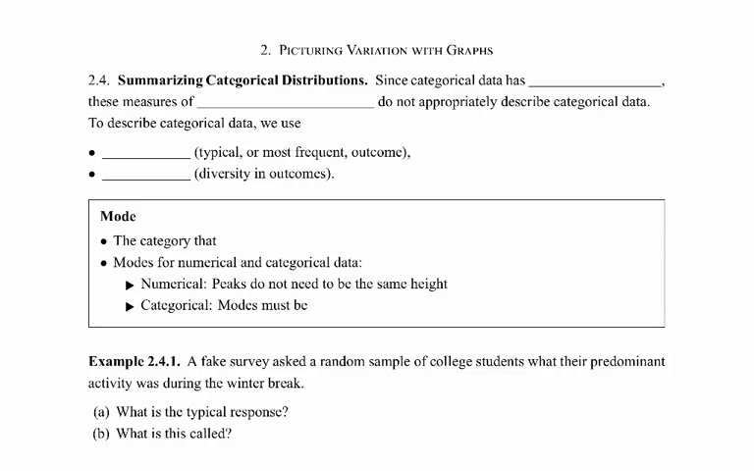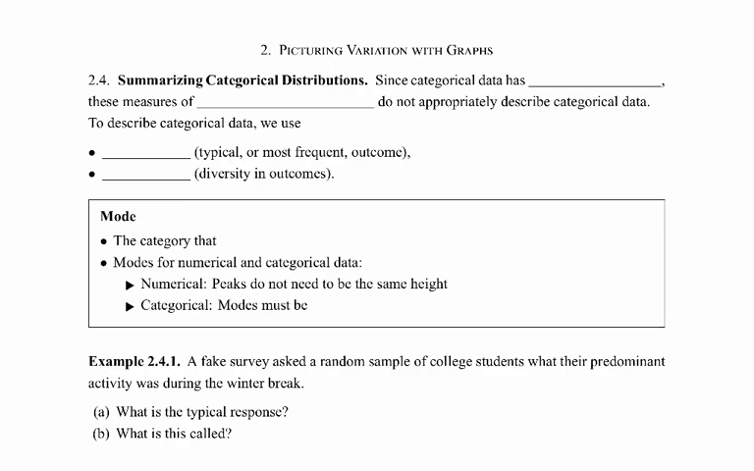So we're continuing our discussion with categorical distributions. We talked about the two types of graphs that we use for categorical distributions. Now I want to talk about how we describe the graphs and how we're going to make comparisons between categorical distributions by looking at the graphs. So summarizing categorical distributions is the name of section 2.4.